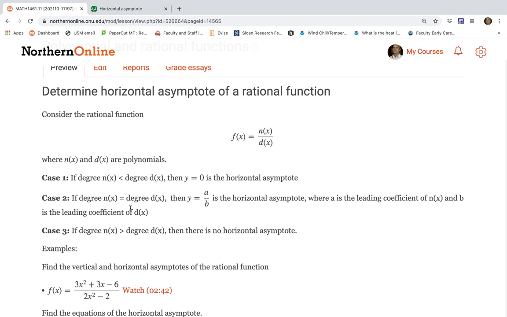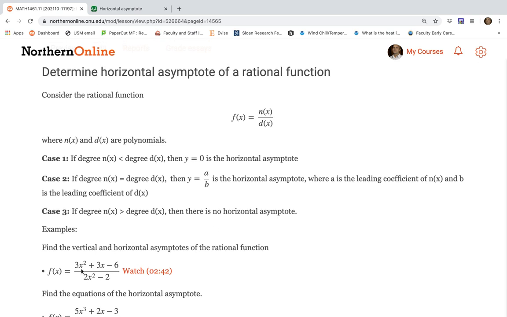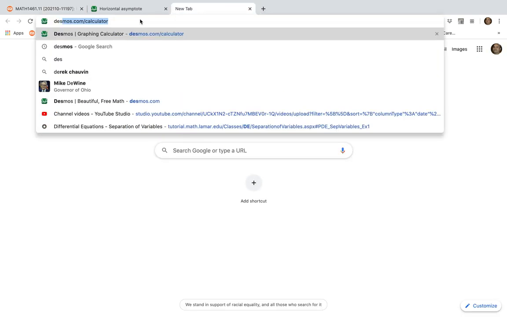If the degree of the numerator is equal to the degree of the denominator, in that case, take the leading coefficient of the numerator polynomial and the leading coefficient of the denominator polynomial, just take a ratio of that, and y equal to that ratio will be the horizontal asymptote. For example, you can see here we have a numerator polynomial 3x squared plus 3x minus 6 whose degree is two. The denominator polynomial also has the same degree, so in that case 3 over 2 is the ratio of the leading coefficients. So y equal to 3 over 2 will be the horizontal asymptote. Do you want to check that?